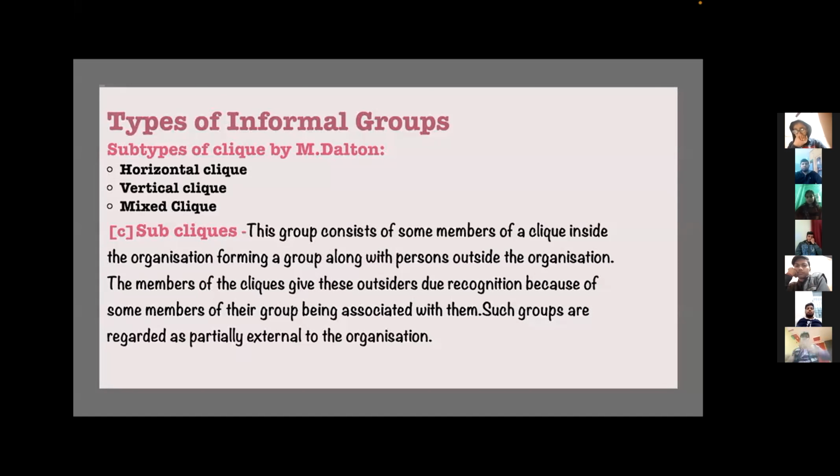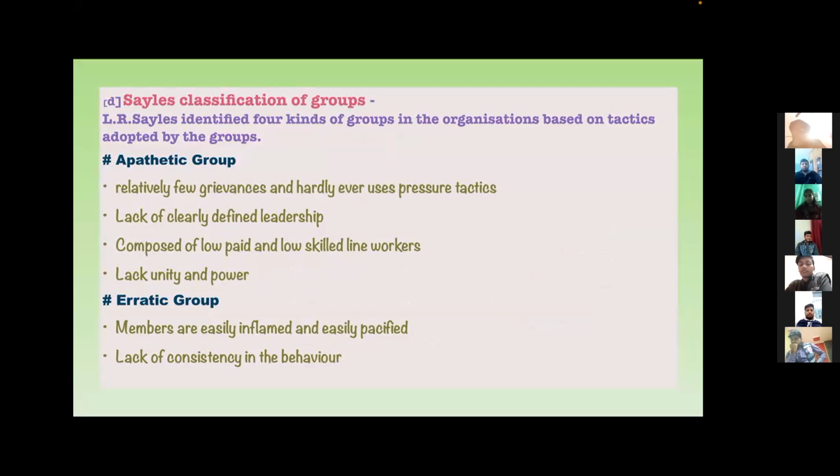Now, the fourth type is subcliques. In subcliques, some of the group members are inside the organization and some are outside the organization. The members of the cliques give the outsiders due recognition because some members of their group are associated with them. The fourth type is based on Sayles' classification of groups. Sayles identified 4 kinds of groups based on pressure tactics. In an organization, mostly informal groups are formed to pressurize the management.